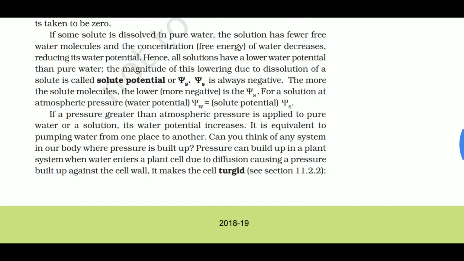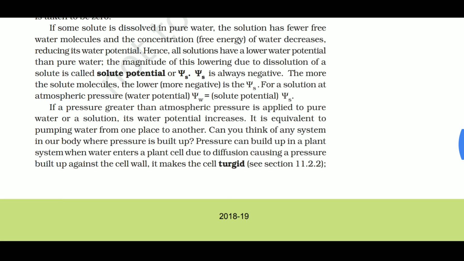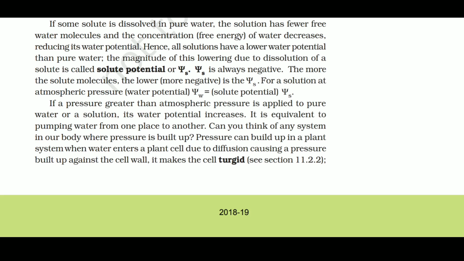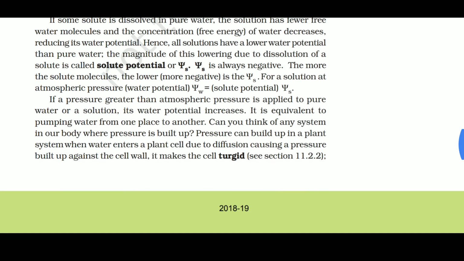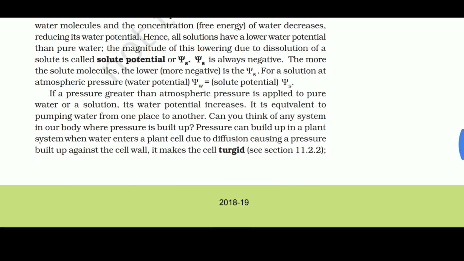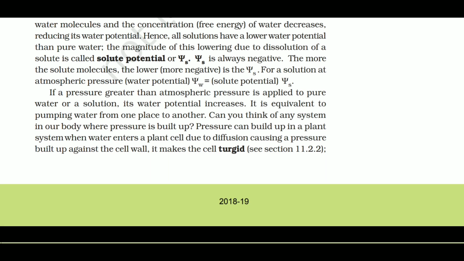If some solute is dissolved in pure water, the solution has fewer free water molecules and the concentration of water decreases, reducing its water potential. Hence, all solutions have a lower water potential than pure water. Because it will have fewer water molecules, as the solute will be binding to the water molecules, the potential will decrease. As we have already seen, water concentration is directly proportional to water potential.